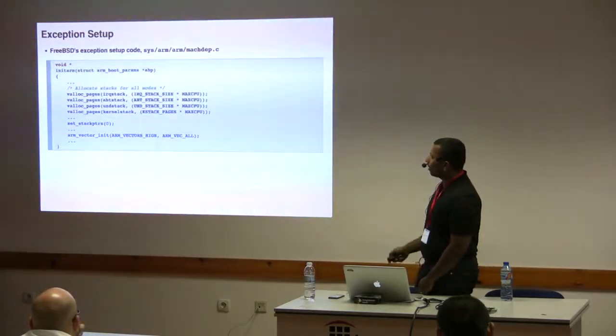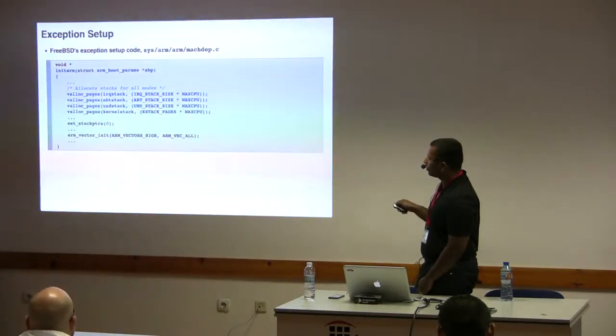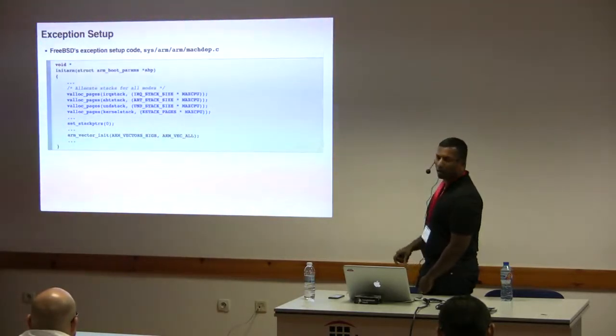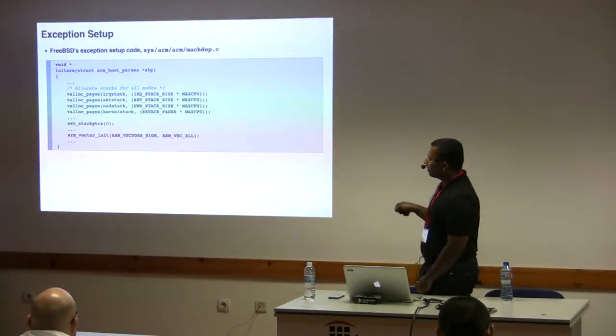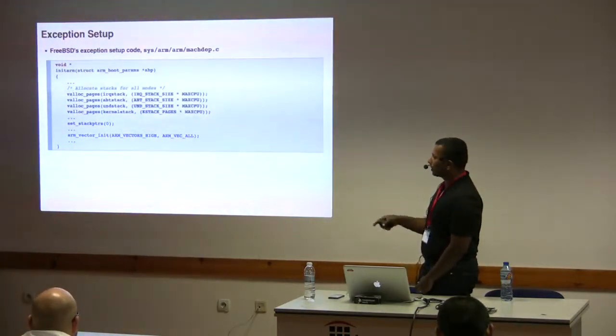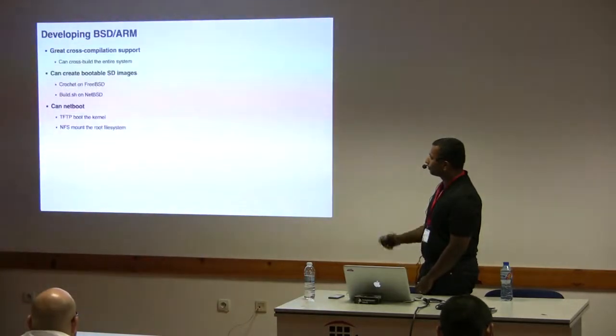It's in init ARM, so it'll allocate stacks for each of the modes that we saw earlier. So IRQ, abort, undefined, and this is the kernel stack that's used for SVC mode. Then this function will go in and modify all these banked registers that I talked about for the stack pointer. And FreeBSD uses the vector's high location, so the 0xFF address.